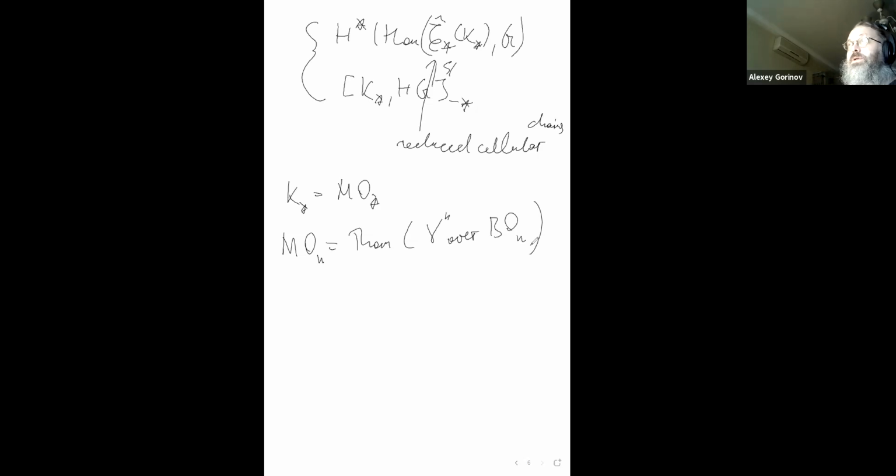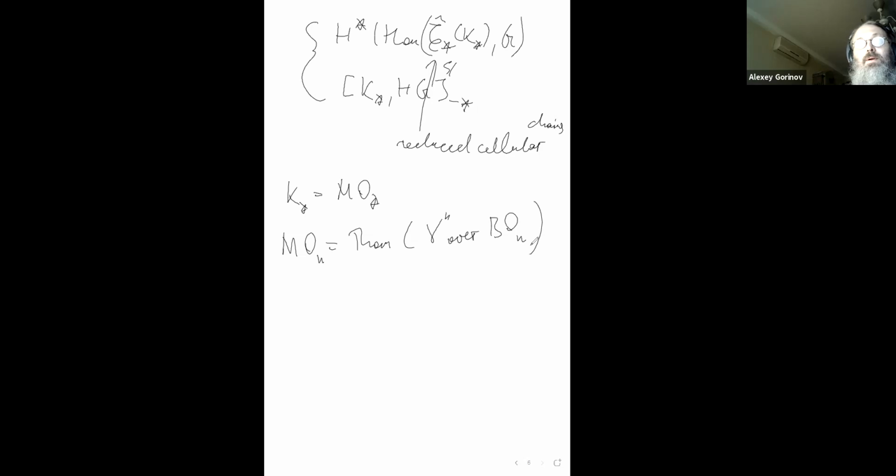Marsha, does this make any sense? Mm-hmm. Okay. Let's calculate the cohomology of MO as an abelian group.